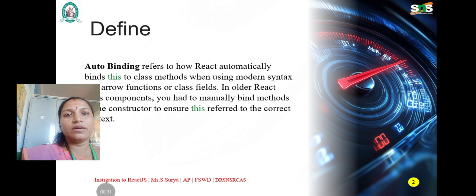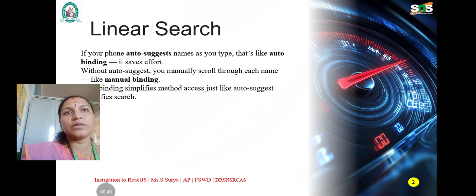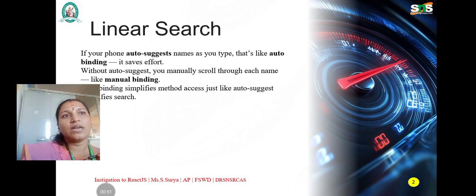Here we are going along with auto binding, which refers to how React automatically handles it with modern syntax, arrow functions along with class fields. Class fields replace manually binding methods in the constructor so that they refer to the correct context. Inside classes, functions used in state handling can easily get lost or become undefined, especially when passing functions.